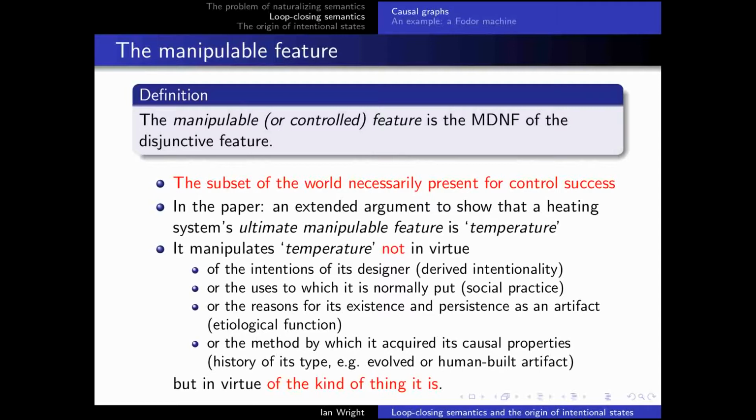Plus, the argument shows that a thermostat manipulates temperature not in virtue of the intentions of its designer, or the uses to which it is normally put, or the reasons for its existence and persistence as an artifact, or the method by which it acquired its causal properties, but rather in virtue of the kind of thing that it is. Now, clearly, I'm obliquely referring to some other theories of content there.